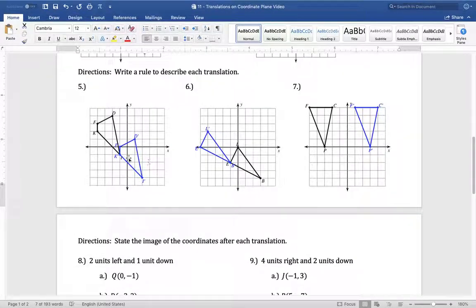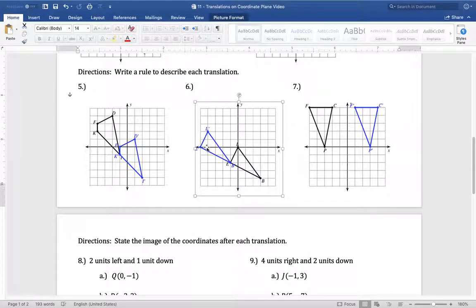So here they're just asking you to describe what's going on. You could pick any one of these points to do it. So this L and L prime, you always want to start with the triangle that's just the L, not the L prime, right? This looks like it went back 1, 2, 3, 4. So that is 4 to the left, and then it went 1, 2, up 2. So it would be left 4 and up 2. That's how you would describe number 6.